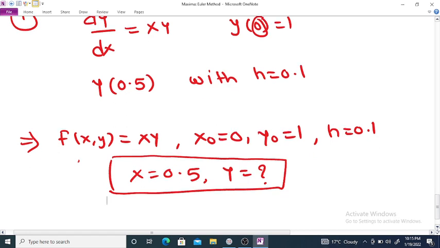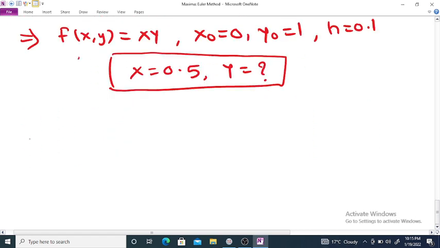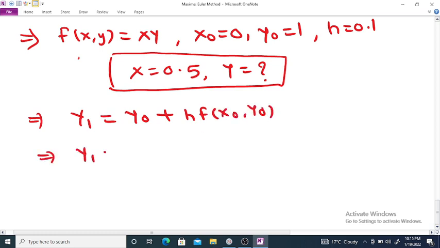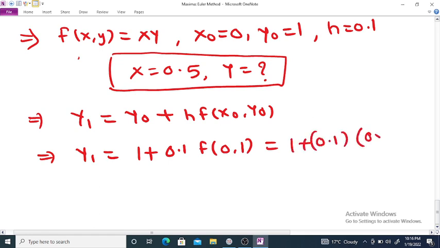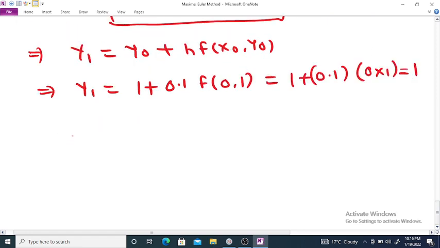First we are going to obtain the value of y1. So y1 is equal to y0 plus h f of x0 y0. So y1 is equal to y0 is 1 plus h is 0.1 into f of x0, which is 0, and y0 is 1. Since f of xy is x into y, it is 1 plus 0.1 into 0 into 1. So 0 into 1 is 0, so the value of y1 is equal to 1.